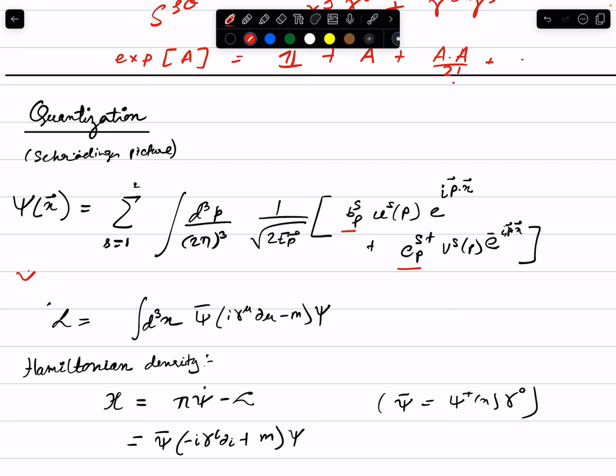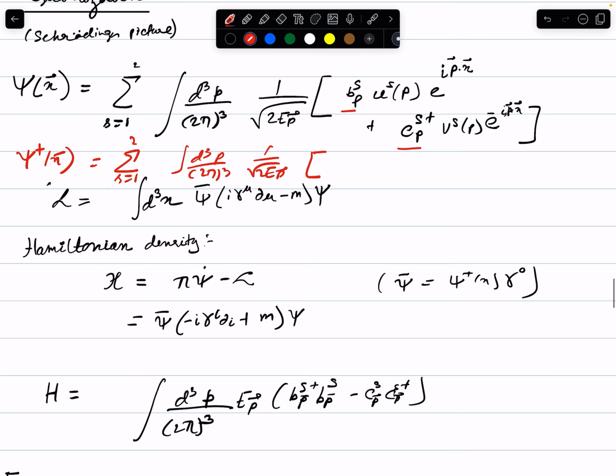Similarly, you can write psi dagger of x as a sum over s equal to 1 to 2, d cubed p by (2 pi) cubed. Now you just take the dagger of this. I'm not going into it, and you will get all of that. Of course, you can be more systematic. You should be more systematic and start from the Lagrangian and do all the steps.